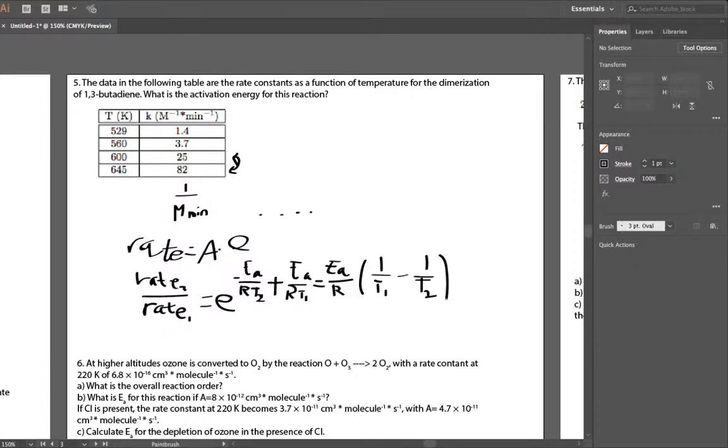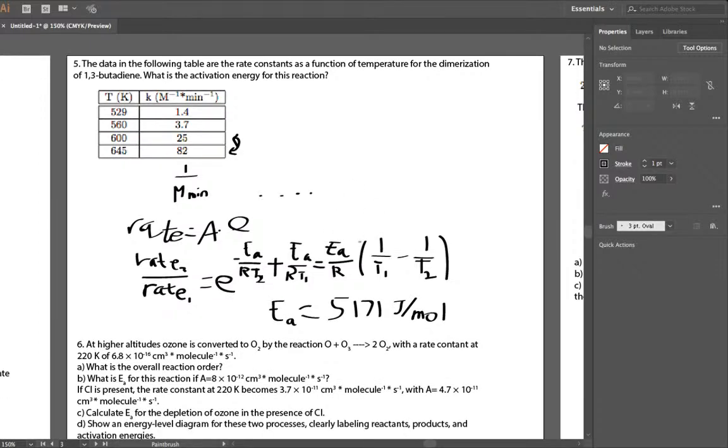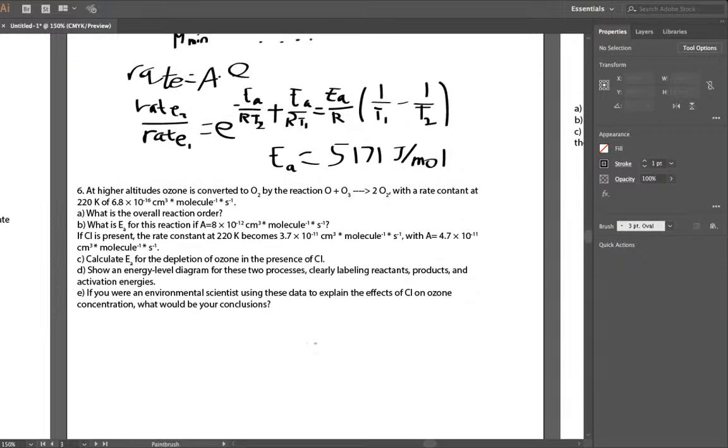And then after that, I just need to multiply this by R, which in this case I'll use 8.314. So I would get that EA here would be 5171 joules per mole. That's what I just got from all my calculations. So I think that's the correct answer, but I will later need to double check it. If it is wrong, I will make a new video out of it.